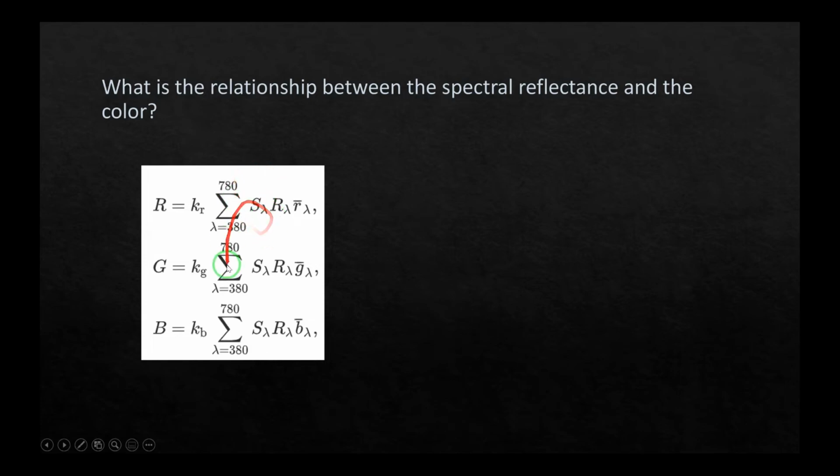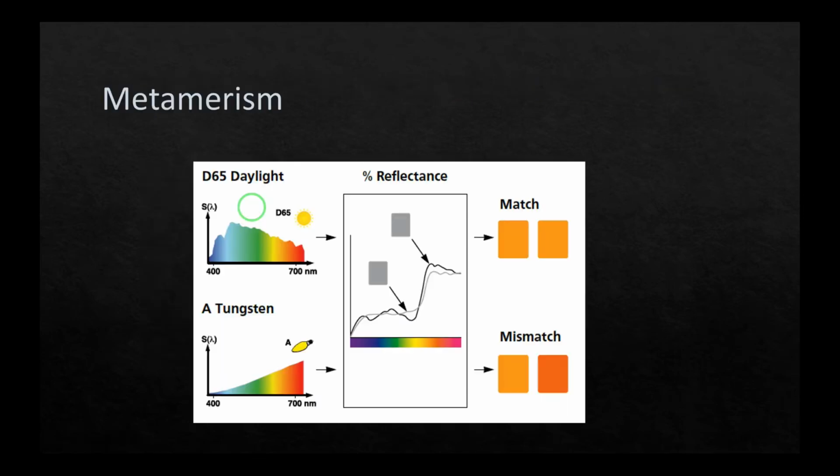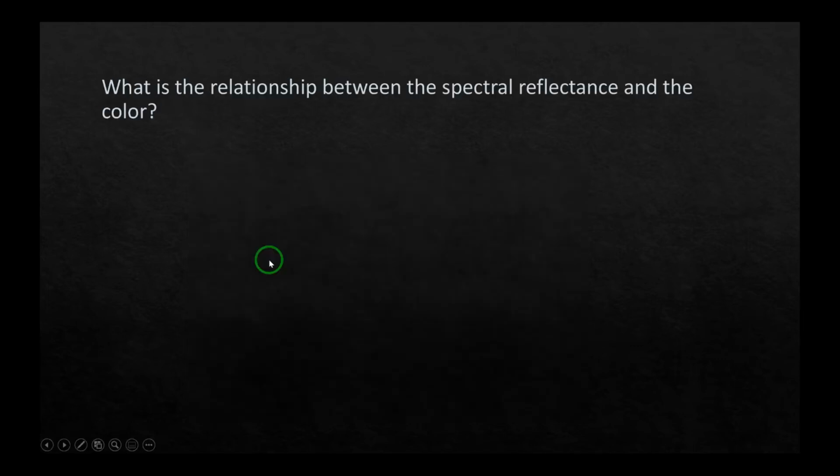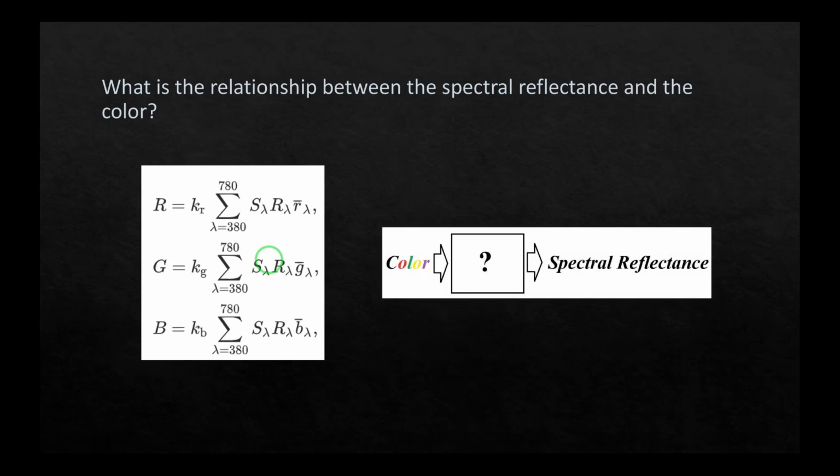And then we just sum them up over the visible spectrum. Very straightforward. S is the spectra of the light source as we have shown here, which is also called spectral power distribution of the light source. So very straightforward, but can we also do the same thing when we want to go from color to a spectral reflectance? No, going from color to a spectral reflectance is a matter that is way more complicated.